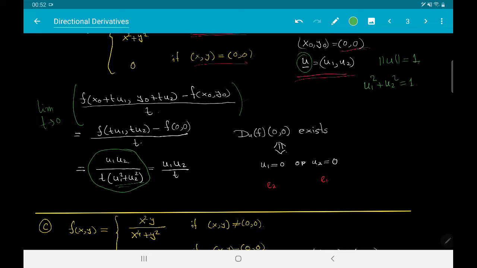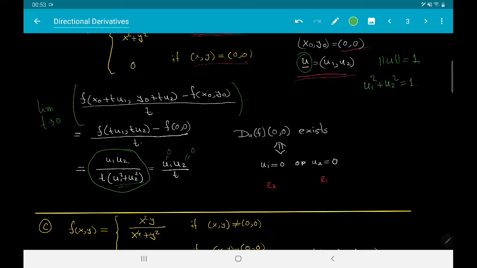And when we take the limit as t goes to 0, we can easily see that this limit can only exist if one of these two terms is 0. Why is that true? Because we know that u1 and u2 are constants. So a constant divided by t, the limit will exist if and only if this constant is equal to 0.